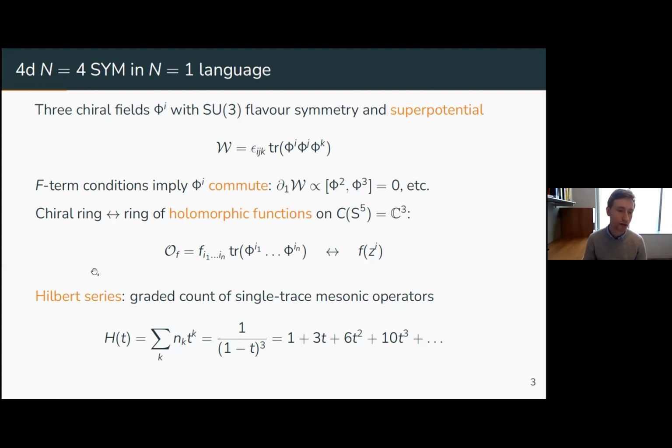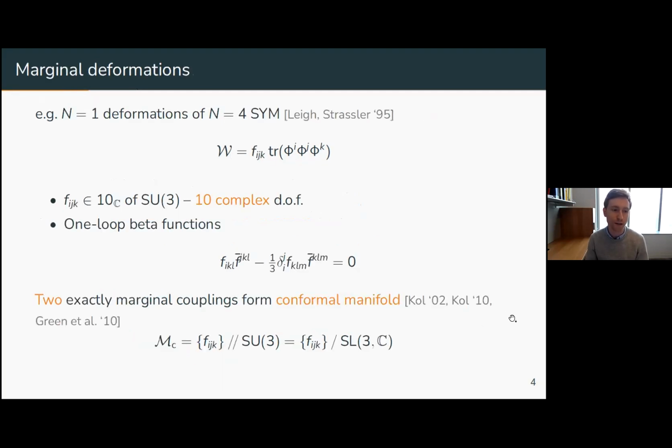There's a nice way to capture this counting of chiral operators up to the F-term relations in something called a Hilbert series. This is just a graded count of these single trace mesonic operators, graded by their R-charge or their conformal dimension. So here n_k is the number of chiral operators at conformal dimension k. And in this case, for N=4 SYM, which is dual to this S5 solution, you can calculate the Hilbert series, and it's just given by this expression here. And from the supergravity perspective, you can count these chiral operators, and they'll just be dual to some Kaluza-Klein modes on the S5. You can compute these by computing certain harmonic modes on the S5.